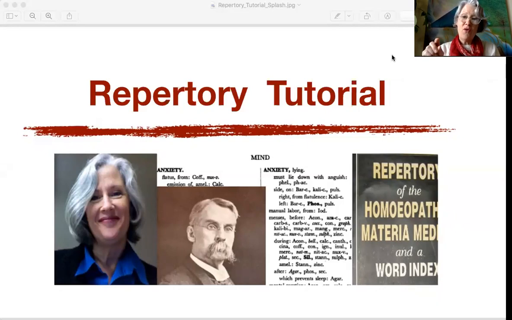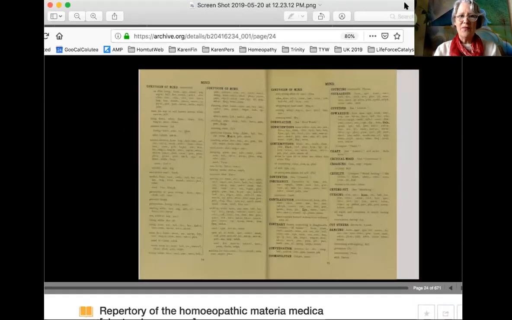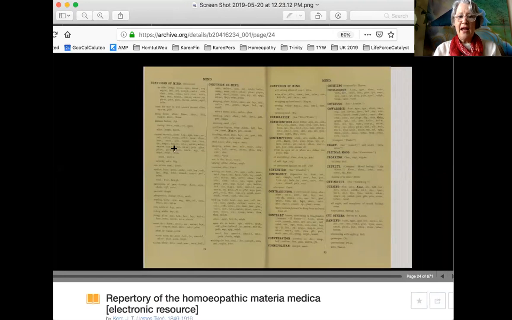Did you guys know that you can download an imaged version of Kent's entire repertory, the entire book? Is that cool or what? Here, I'm going to show you. Looky here. Looky what we got. So there's this website, archive.org, that has all of these old books. So if you go to archive.org and you search for Kent's repertory, here you are.